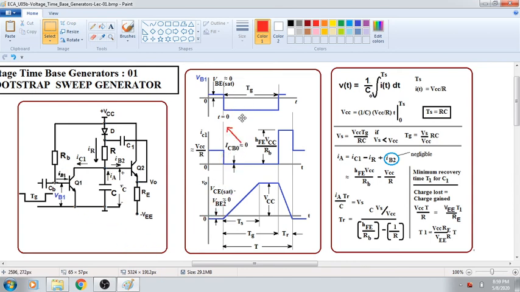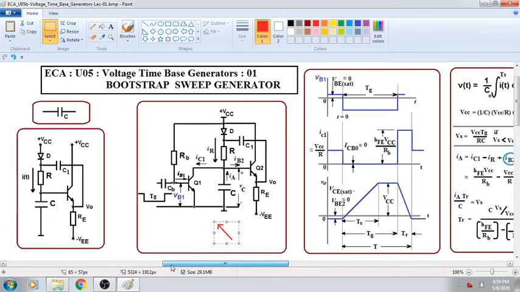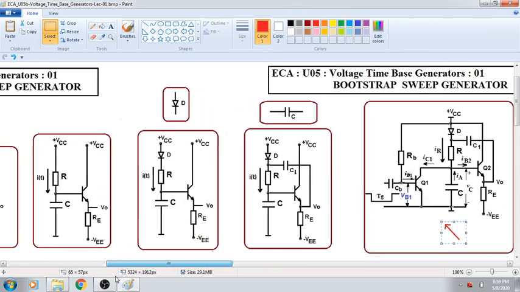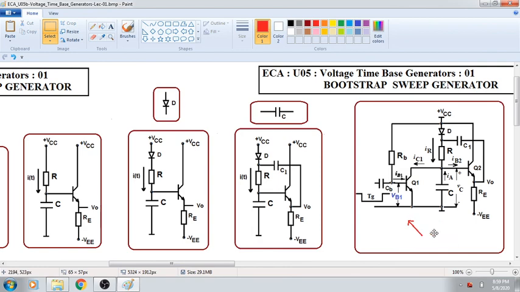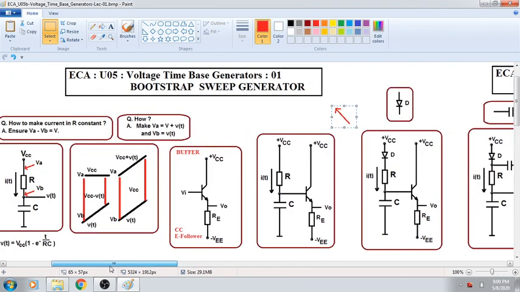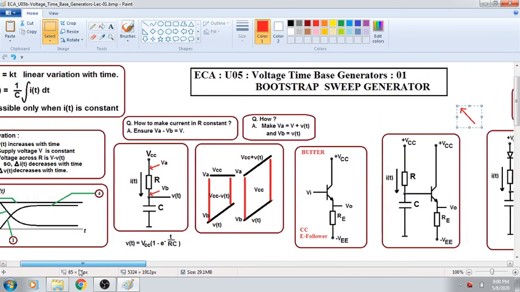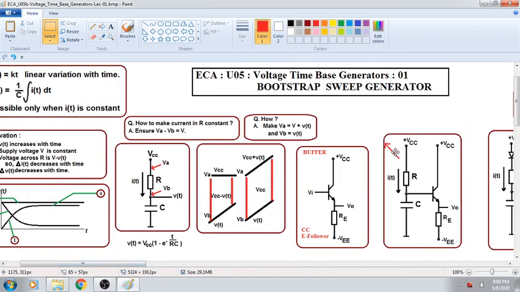Don't be scared about these waveforms. They are very simple to understand, but not in today's lecture, but in the next lecture. So in today's lecture, what are the important points we have to remember? We have to remember how an RC circuit behaves. Its voltage will change exponentially. Then how to make it linear? Both sides' variation must be the same, so that the difference is constant. So how do we make it possible? We use a buffer, in the way we have shown here.